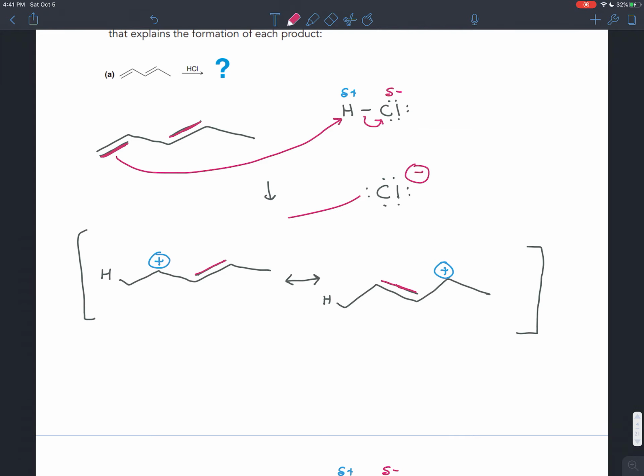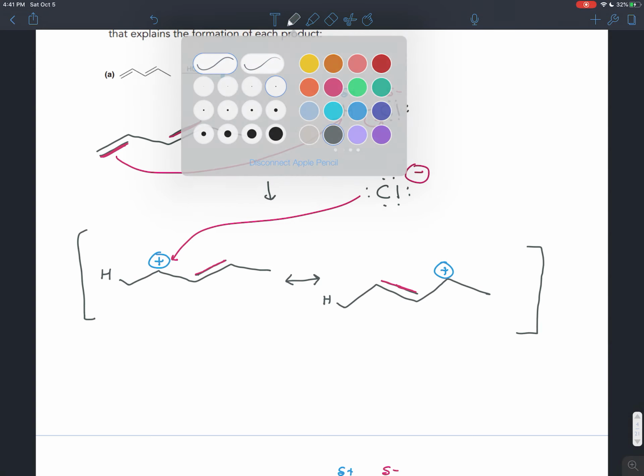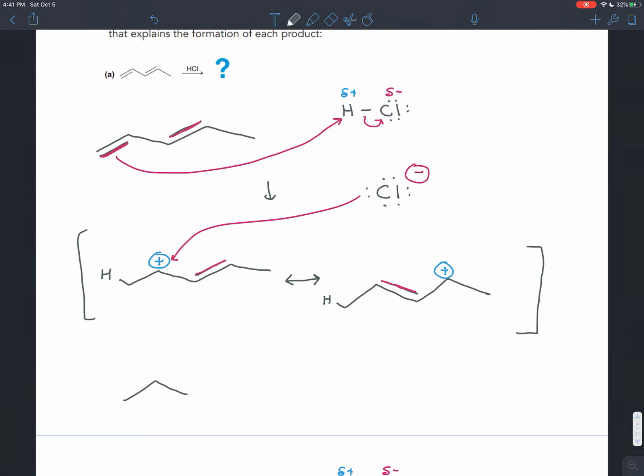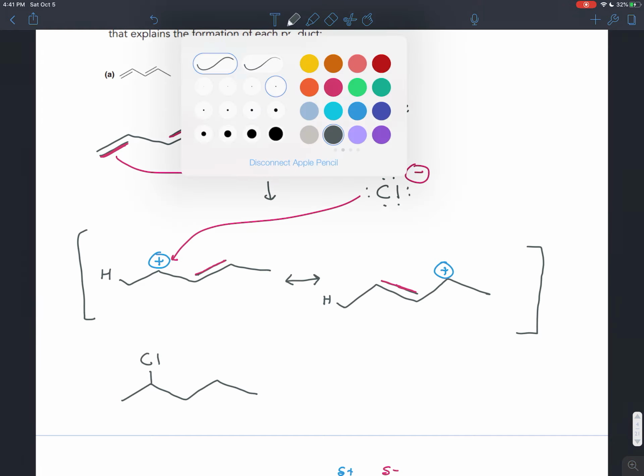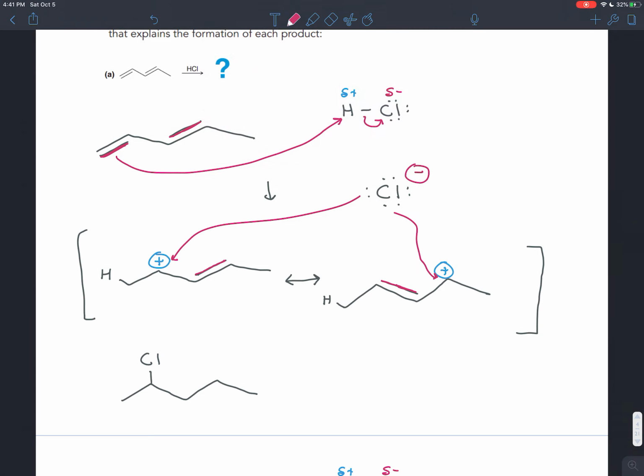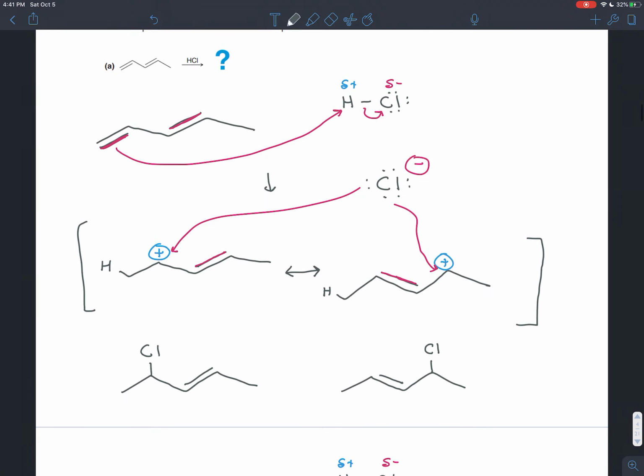If it attacks the electrophilic position on the left, then you would end up getting one product. So the chlorine would attach here. If it attacks the electrophilic position in the other resonance structure, then the molecule you'd get, and here we'd still have our pi bond here, the molecule you'd get would have its chlorine here. Now you'll notice 2 things about this.